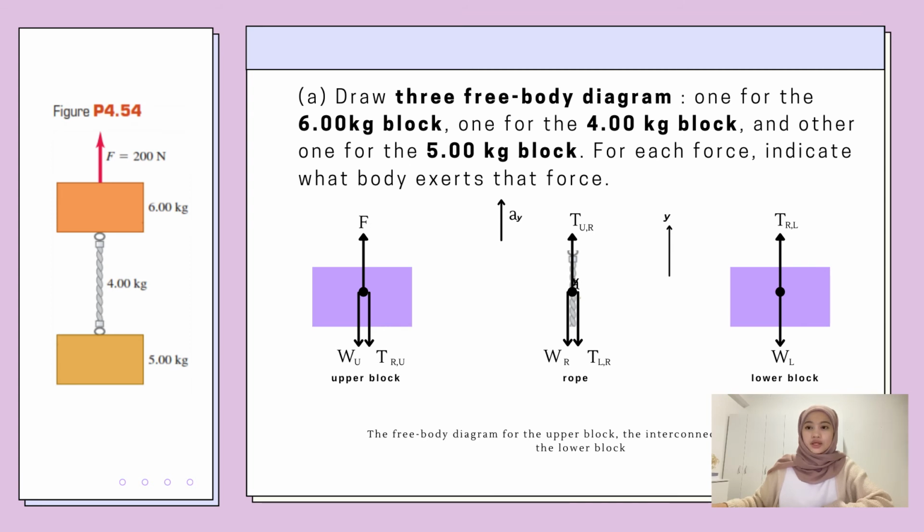Referring to figure 2, which is the rock, T_UR is the upward pulling force exerted by the upper block, W_R is the downward weight of the rock, and T_LR is the downward pulling force exerted by the lower block. Finally, the last one is the lower block. T_RL is the upward pulling force exerted by the rock, and W_L is the downward weight of the lower block. According to Newton's third law, we have T_RU equal to T_UR and T_LR equal to T_RL.